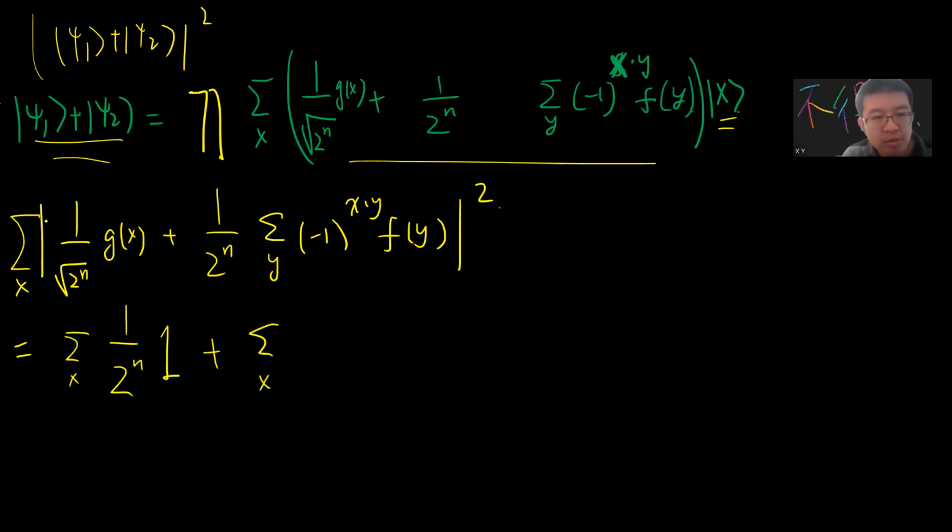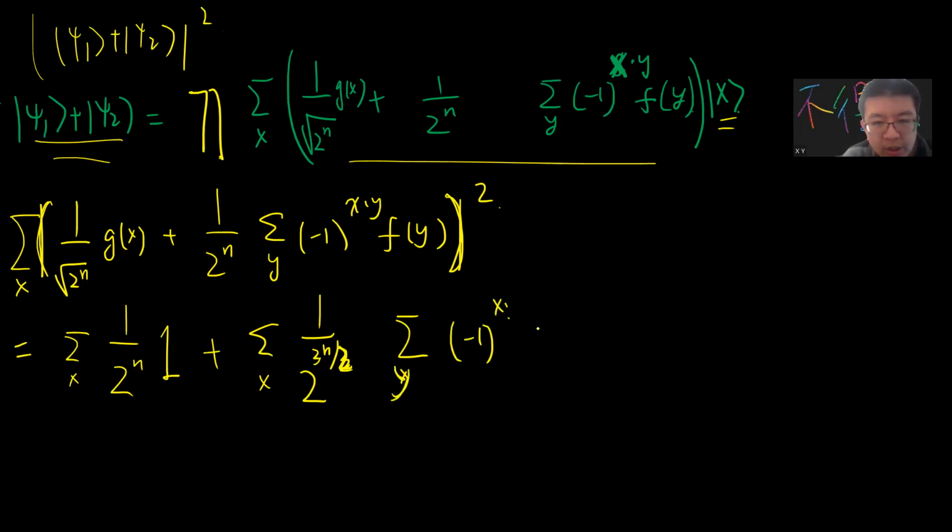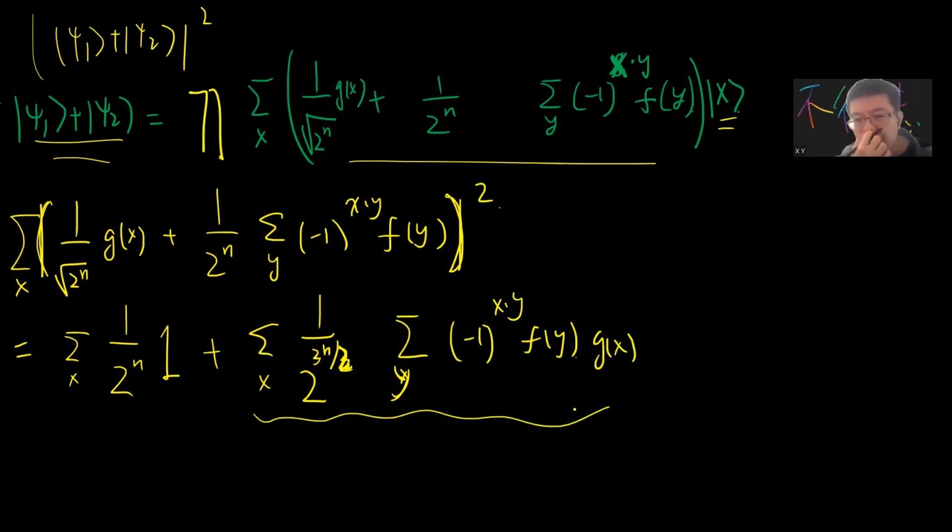So now it's an absolute value squared, but all these are real numbers, so I can just take the square. Okay. So I get 1 over 2 to the 3n over 2, and the summation of y, minus 1 to the x·y, f of y, and the g of x. Okay, so you can see that this guy is the Forrelation, right? Obviously. Plus the final term, right?